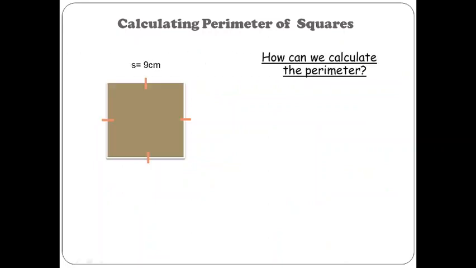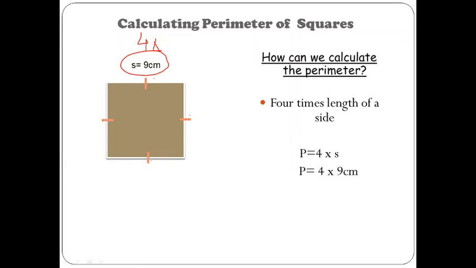Calculating perimeter of squares. We will calculate it by using the formula. This is a square and all the 4 sides of a square are equal in length. You can see the length of one side is 9 centimeters. How many sides do we have? We have 4 sides. So we have to multiply 9 with 4, because 4 times the length of a side is the formula for finding the perimeter of a square.